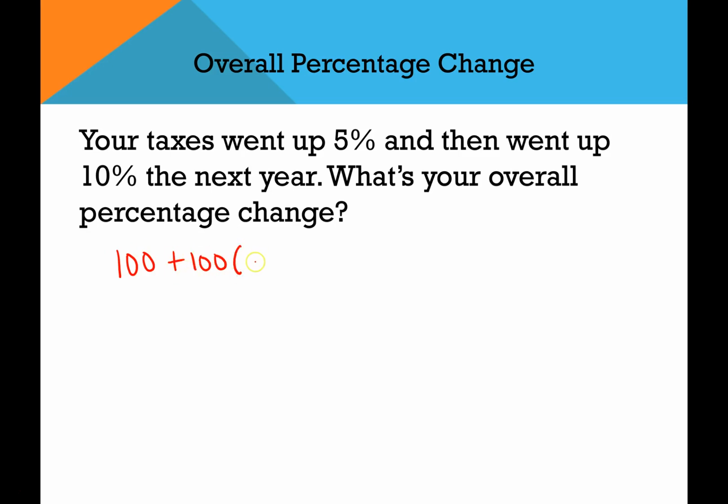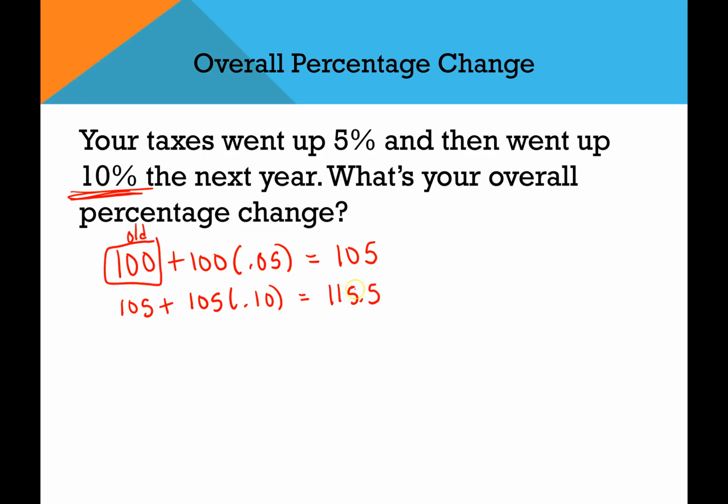And then we've got went up 5% is a 0.05. So that's going to give me 100 plus 100 times 0.05. That gives me 105. Hopefully you did that in your head. Now I need to take that 105 and I'm going to go up 10%. So that's going to be a positive 0.10. So what does that give me? Well, I'm just going to plop that right in and I get 115.5. So here's my old, here's my new salary, or taxes, my bad.